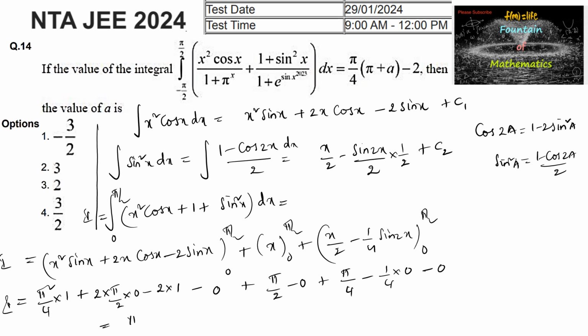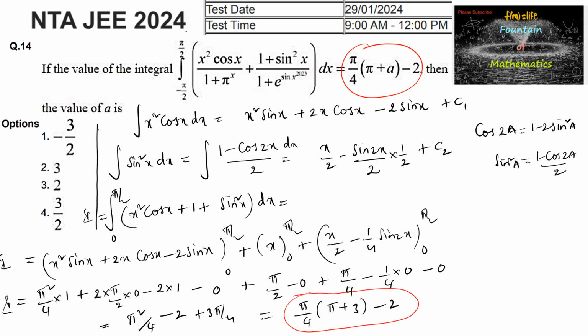So you are getting pi square divided by 4 minus 2, and pi by 2 plus pi by 4 is 3 pi by 4, which can be written as pi by 4 taken common, pi plus 3 minus 2. Now comparing with the given right hand side, pi by 4 of pi plus a minus 2, so we have a is equal to 3. So the value of a can be taken as 3, which is option B.